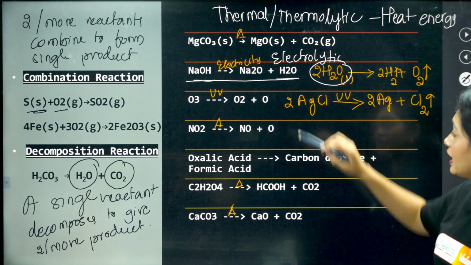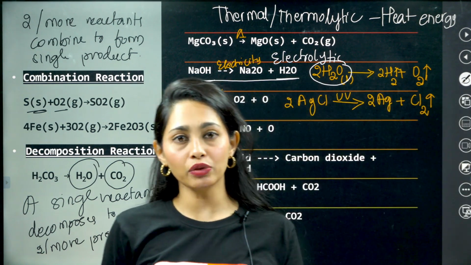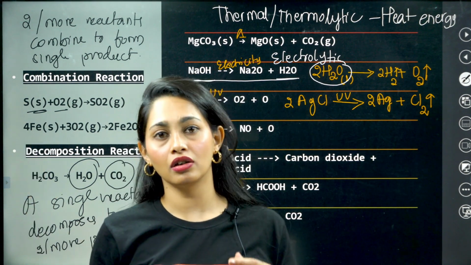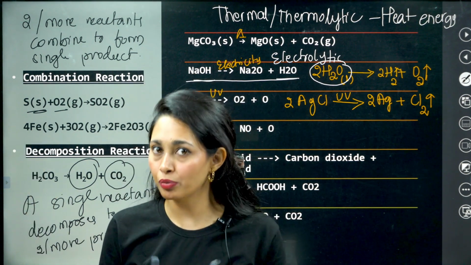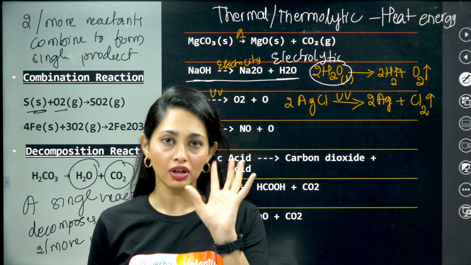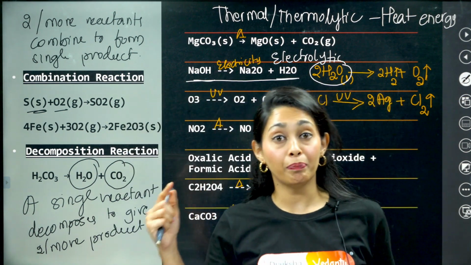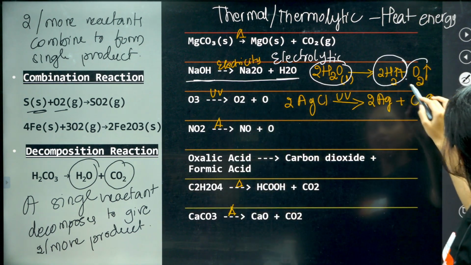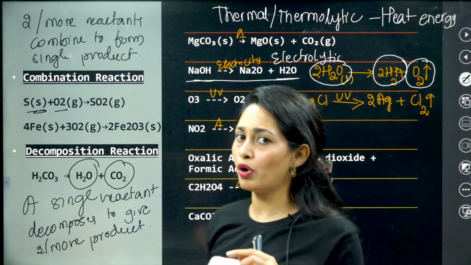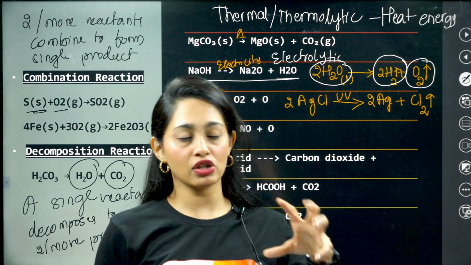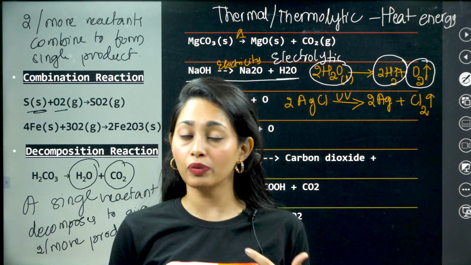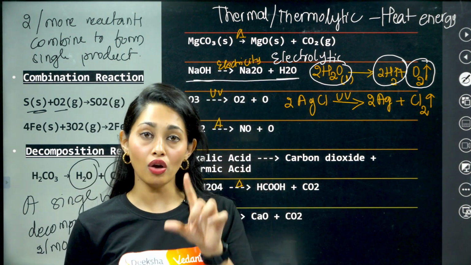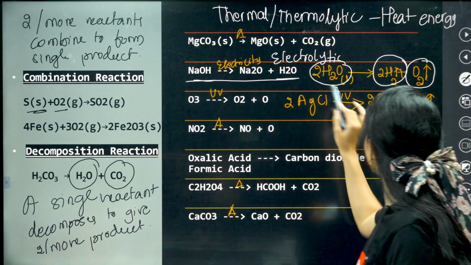When we heat water or subject water to ultraviolet light or sunlight, it is not going to decompose to give hydrogen gas and oxygen gas. But when we pass electricity through water, it is going to produce hydrogen gas and oxygen gas. This is a very important concept. One of the most frequently asked questions is: explain electrolytic decomposition of water.